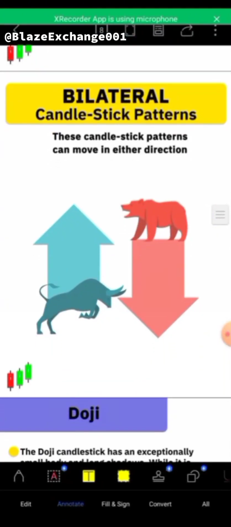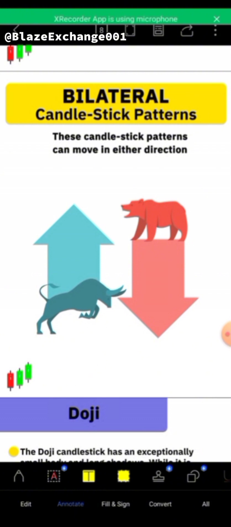The next one we have is the bilateral candlestick pattern. They say this candlestick pattern can move in either direction. You know what I'm trying to say? Let me just give what they are trying to say. If you sight this particular candlestick, the market might move up. They don't say the market will move up only. The market might move up or might move down.